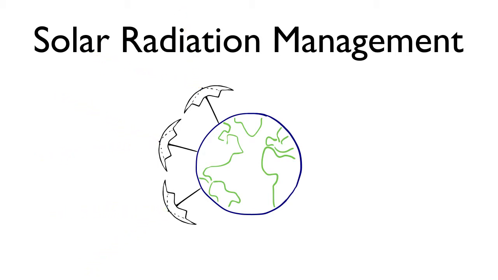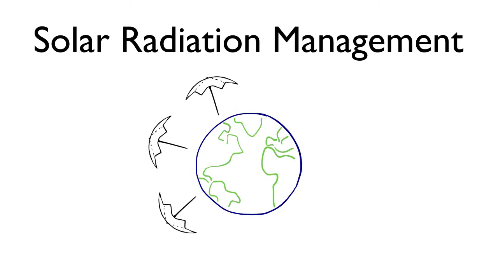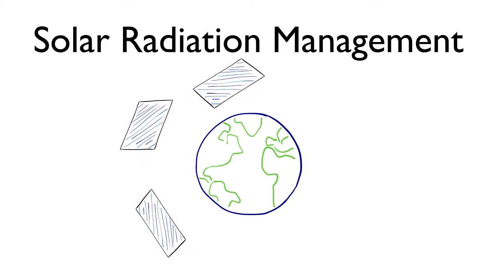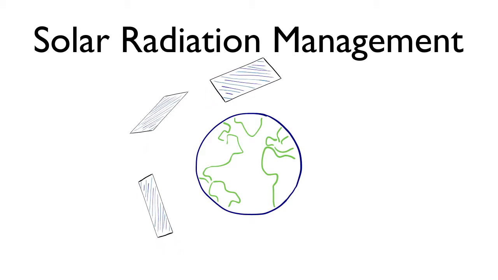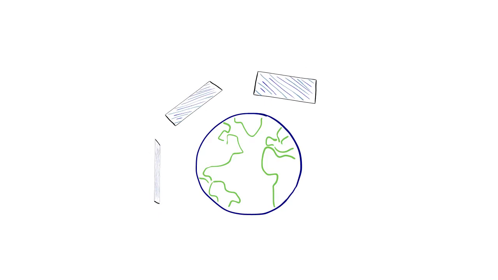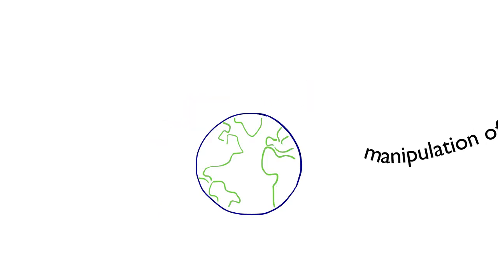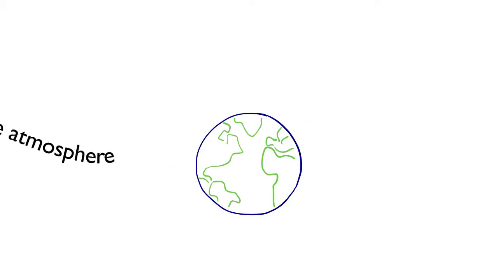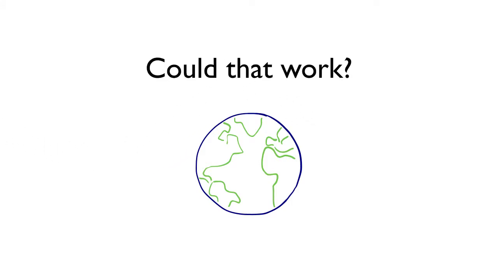This is where we find some of the goofier ideas. Giant sunshades assembled in space, clouds of mirrors circling the Earth, floating around in orbit. More realistic proposals have had to do with changing the characteristics of the atmosphere itself. That is, manipulation of the content of the atmosphere so that it reflects more radiation back out. Could that work? Let's look at a historical example.